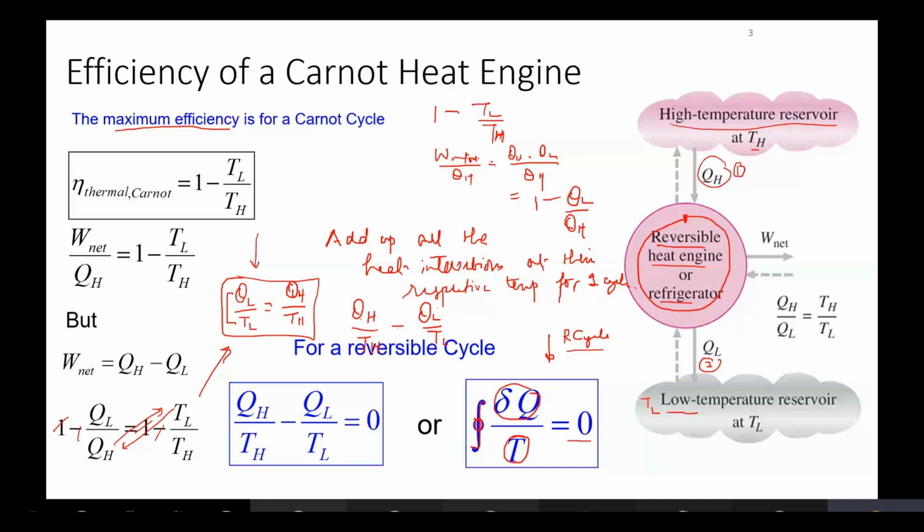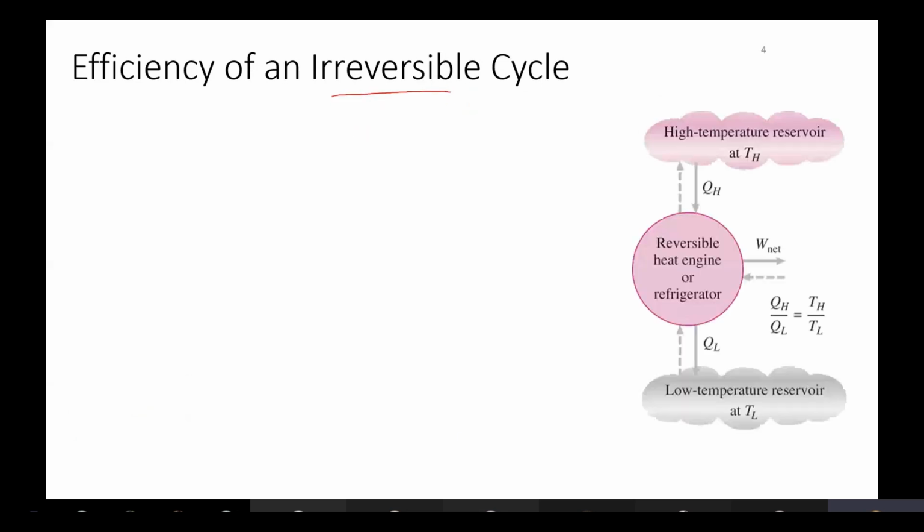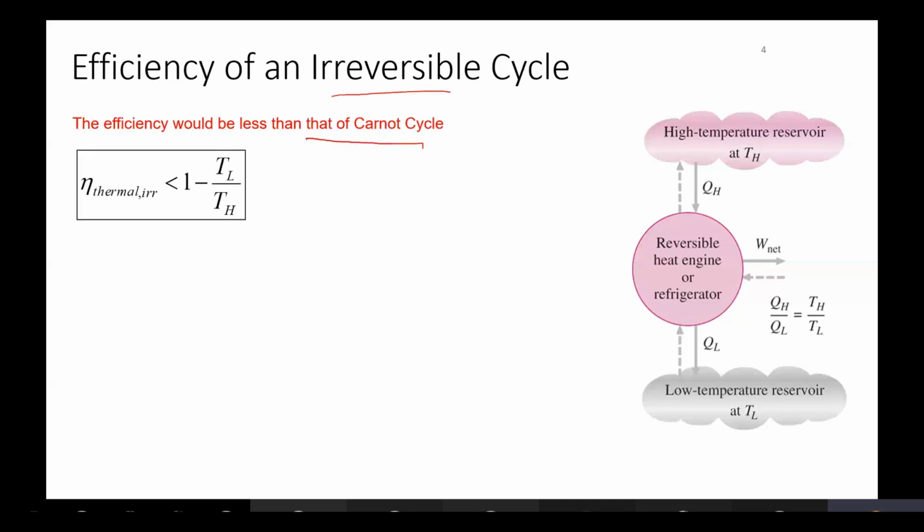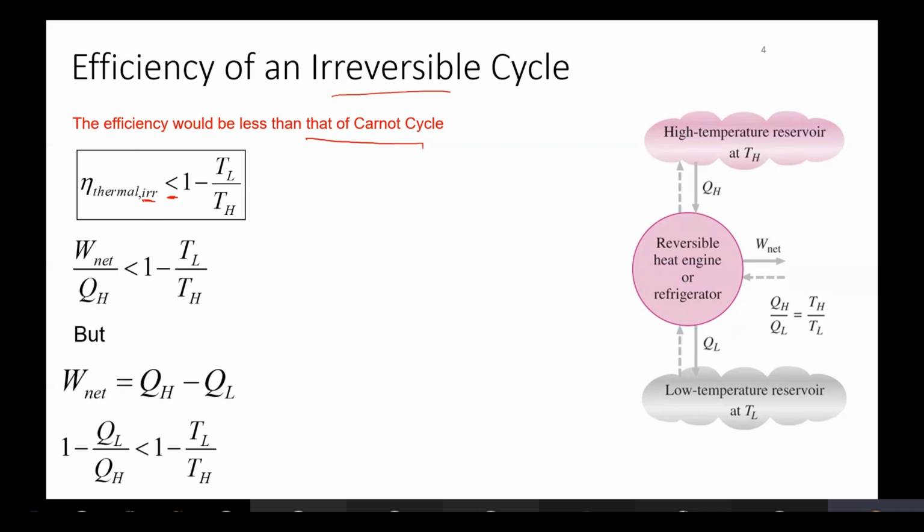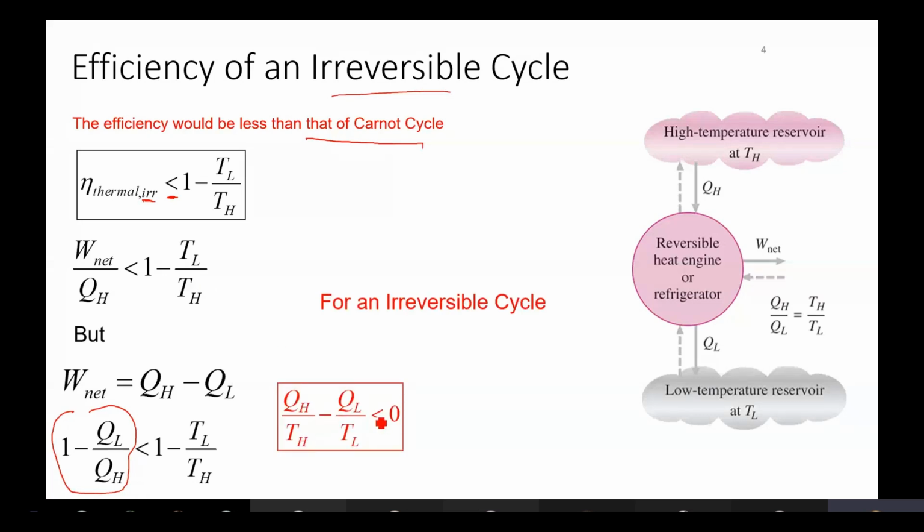Now let's look at an irreversible cycle. For an irreversible cycle, I would say the efficiency would be less than that of the Carnot cycle. We'll have the same expression, but now with a less than sign, which means that 1 minus QL over QH is less than 1 minus TL over TH for an irreversible cycle. Again, bringing the same expression, rather than having an equal to sign, I'll have a less than sign for an irreversible cycle. Clear enough? The same expression.